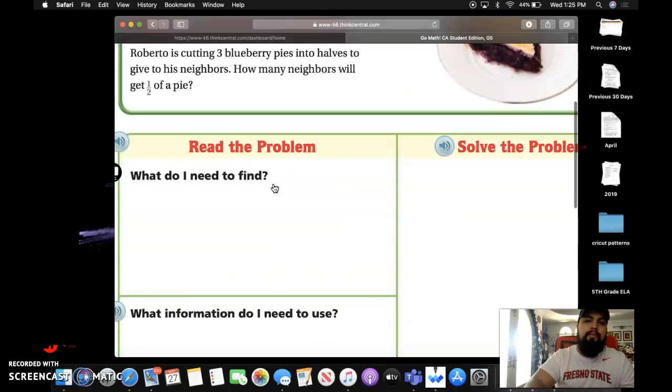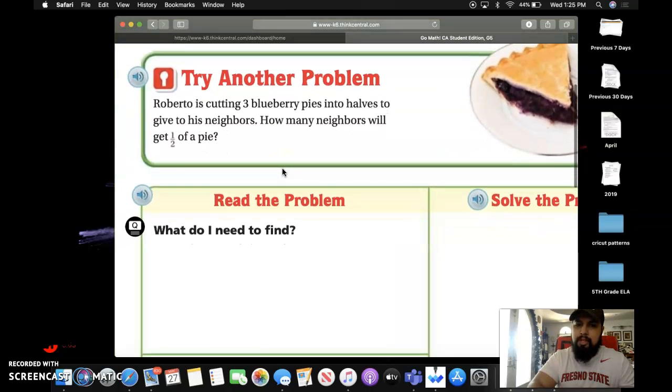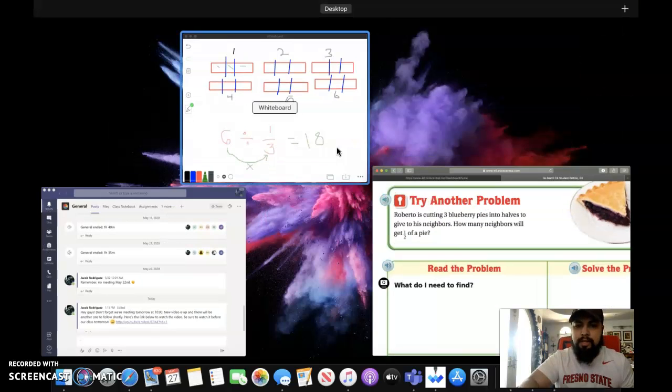But if you have word problems, that's another thing, because sometimes people have issues with word problems. They have problems with taking out the important pieces and then thinking, okay, what do I do with it now? So practice with these word problems. Roberto is cutting 3 blueberry pies into halves. 3 into halves. We could take that to the whiteboard.